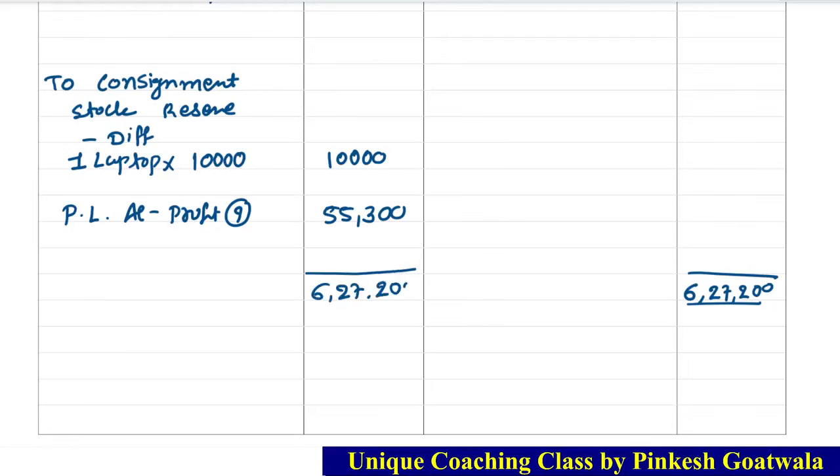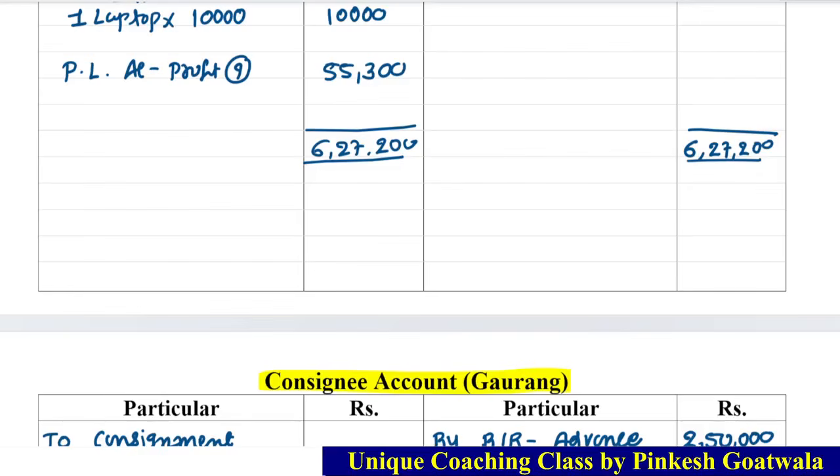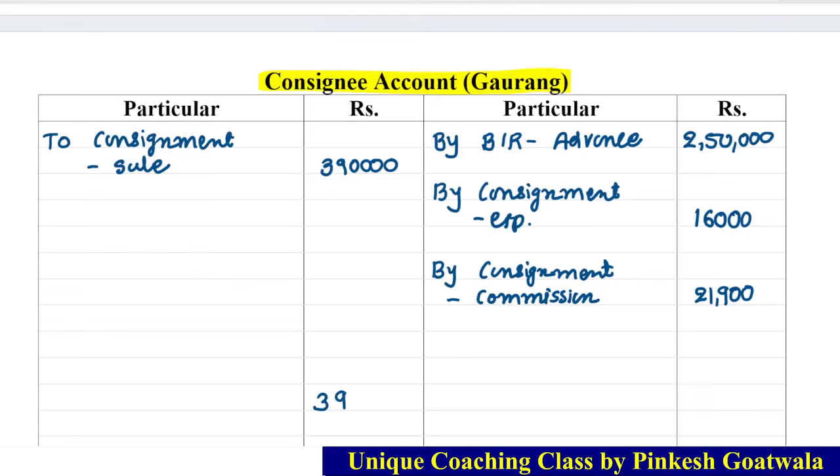And let's close the consignee account. So here 390 minus 250, 16,000, 21,900. Difference is 1,02,100. It will be bank overdraft, BOD. Okay.